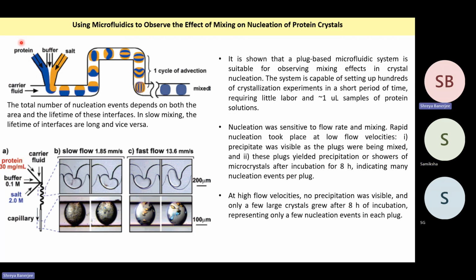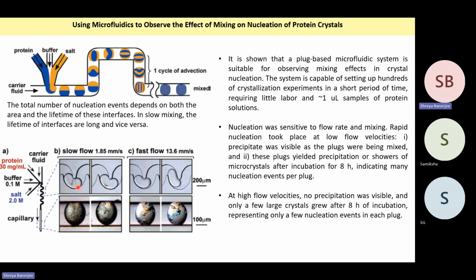So see, from this initial experiment, the optimum concentration of crystallization, you can vary the protein concentration, vary the buffer concentration, and vary the salt concentration. Salt is your precipitating agent. By varying these concentrations in the initial experiment, it was found that at 30 mg per ml protein, 0.1 molar buffer, and 2 molar salt, your optimum crystallization condition is achieved.